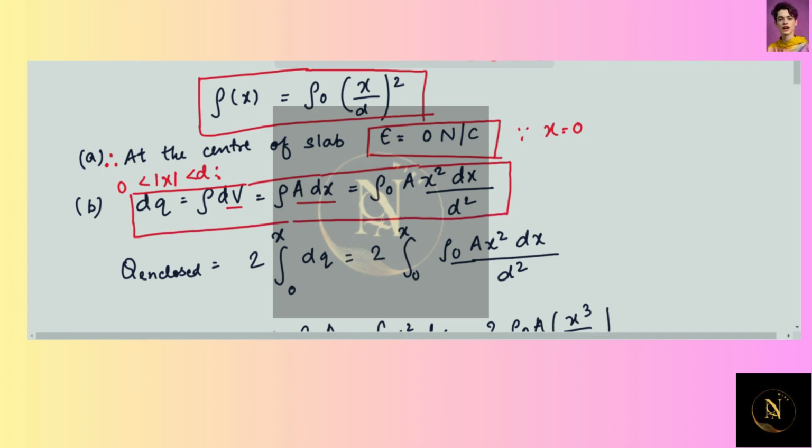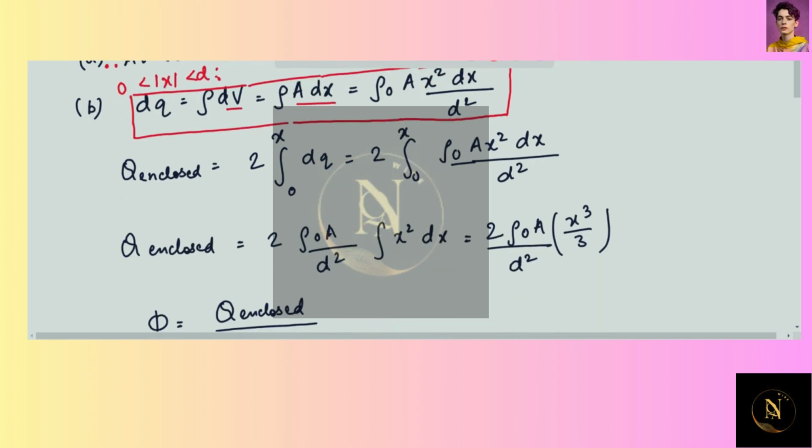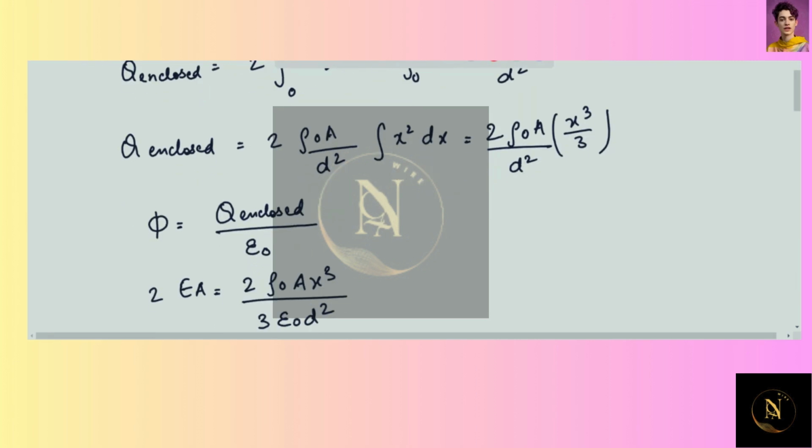Now the charge enclosed will be between 0 to x here. So it will be 2 times the integral from 0 to x of dq, and we will just integrate it, putting in the value of dq. So rho a by d square is a constant, 2 is also a constant, so taken outside, only x is a variable. So x square when integrated becomes 2 by 3 rho naught A x cube by d square. So we know that phi is equal to q by epsilon naught.